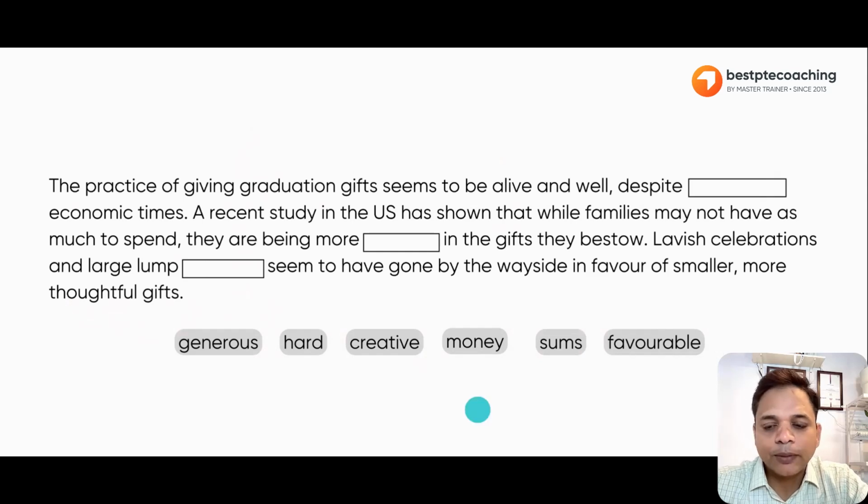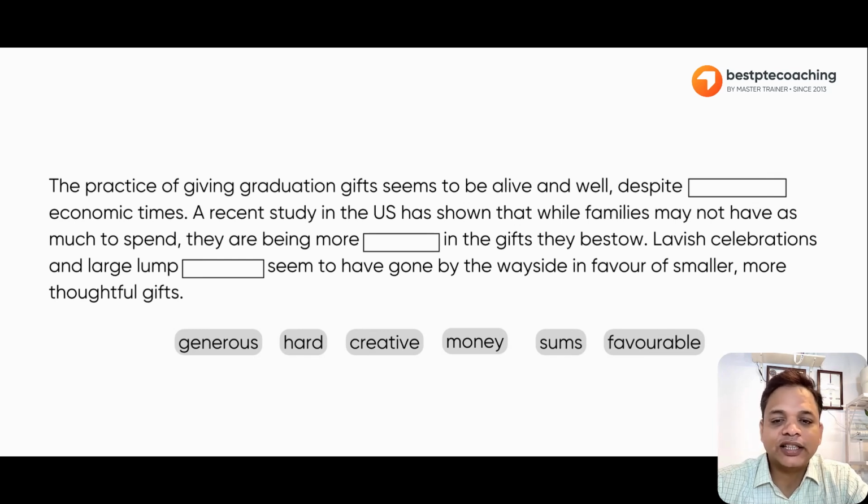Starting with the first one. The practice of giving graduation gifts seems to be alive and well despite some economic times. Okay, that's fine. Right. Despite blank economic times. So it is well and alive. So we need something negative here, because despite is a word that suggests something contradictory. So we need some negative word. Generous, I think I have only hard economic times.